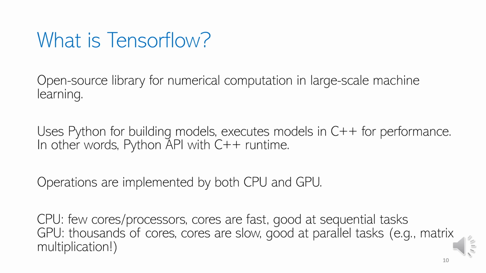The difference is, in CPUs, we have few cores, but each core is very fast and it is really good for tasks that need many sequential computations. However, in GPUs, we have thousands of cores. Each core is not as strong as cores in a CPU. However, this lets us extremely parallelize tasks that can use parallelization, like for example, matrix multiplication.